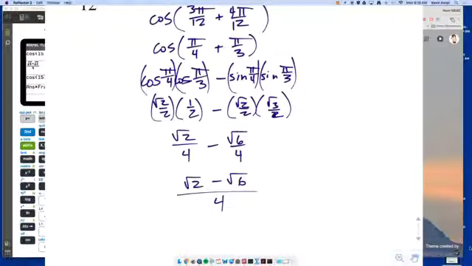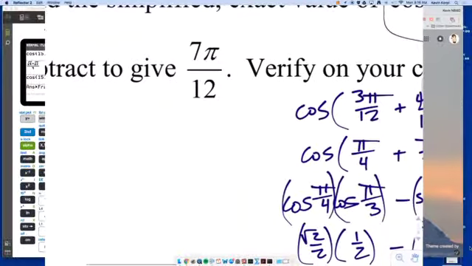Which is a different number than what we just previously got because now they have different signs. Is that number going to be positive or negative? Should be negative, right? Because the square root of 6 is bigger than the square root of 2. So that should be less than 0. Is that reasonable? Where does 7 pi 12ths live?